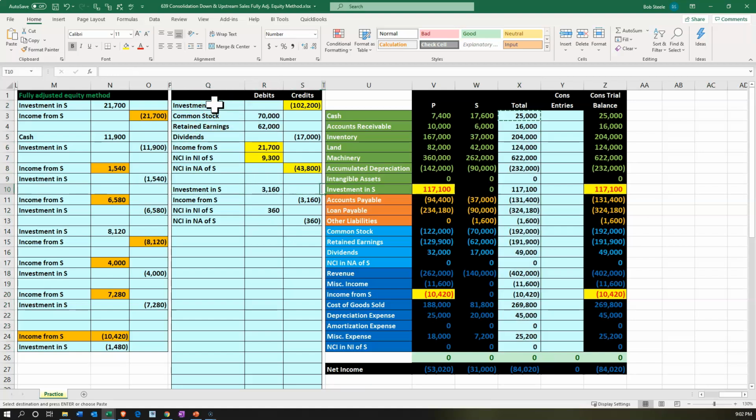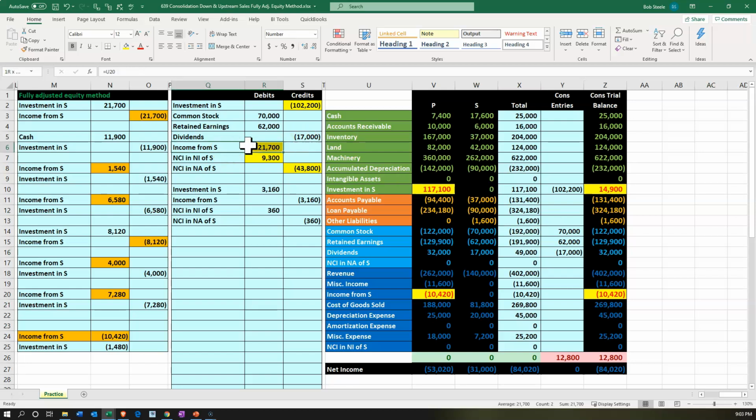We got the investment here. It's not going to go down to 0 like we want, but it's doing what it's going to do. So we're just starting here. And then we have the 70,000. So we basically removed S's portion to bring us back to P's portion. Retained earnings, we're going to be picking up the 62, in essence removing S's portion to get us back to P's portion. Dividends, we're going to be removing the 17 in essence here to get us back to P's portion.